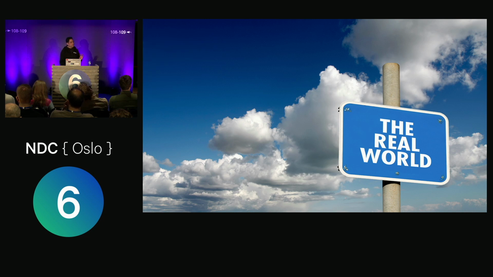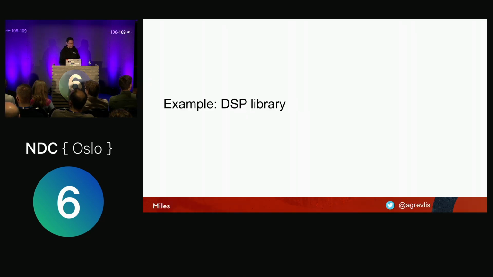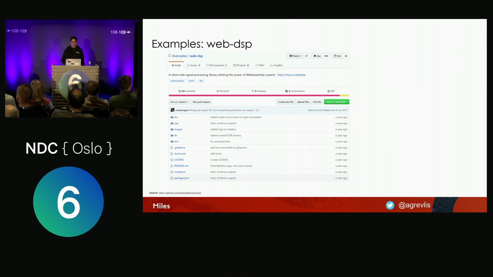So now I'm going to present a couple of real-world applications. The first application is a digital signal processing library. This is one of the prime examples of how you should be able to use WebAssembly. Some people had the WebDSP library written in C++, and they used WebAssembly so that they could use WebDSP on the web.